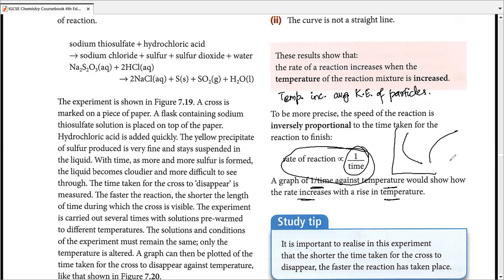Remember, inversely proportional graphs usually turn up like this. So if you want a graph with an increasing trend, you should go for one of the quantities as inverse and the other one as it is. Make sense? Yes, sir. All right.